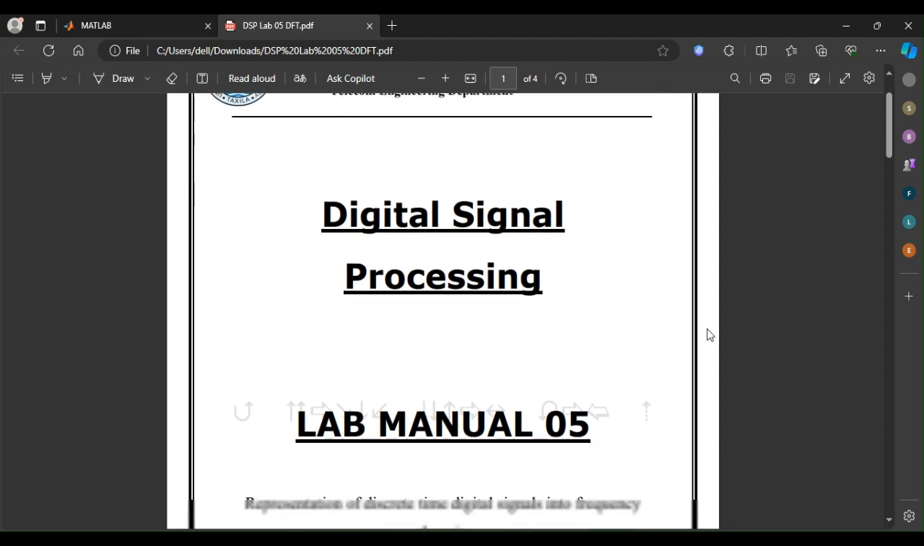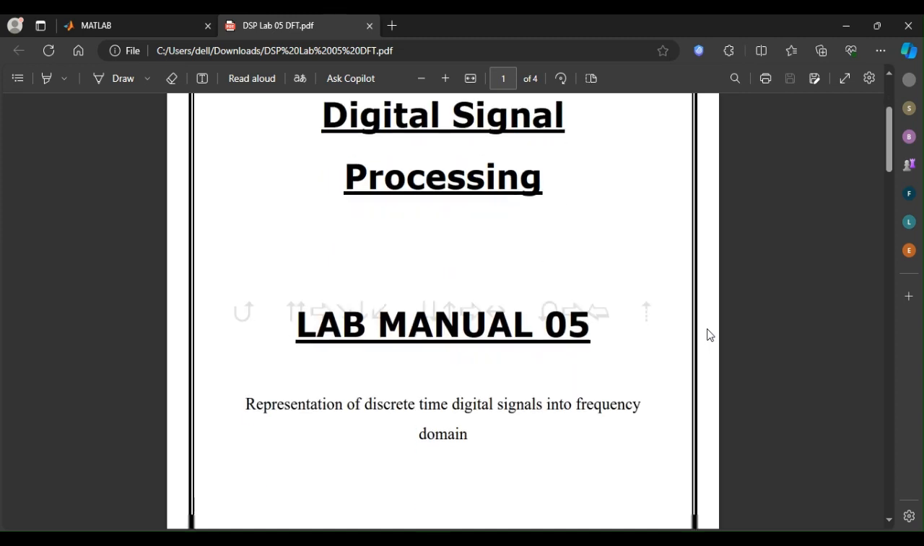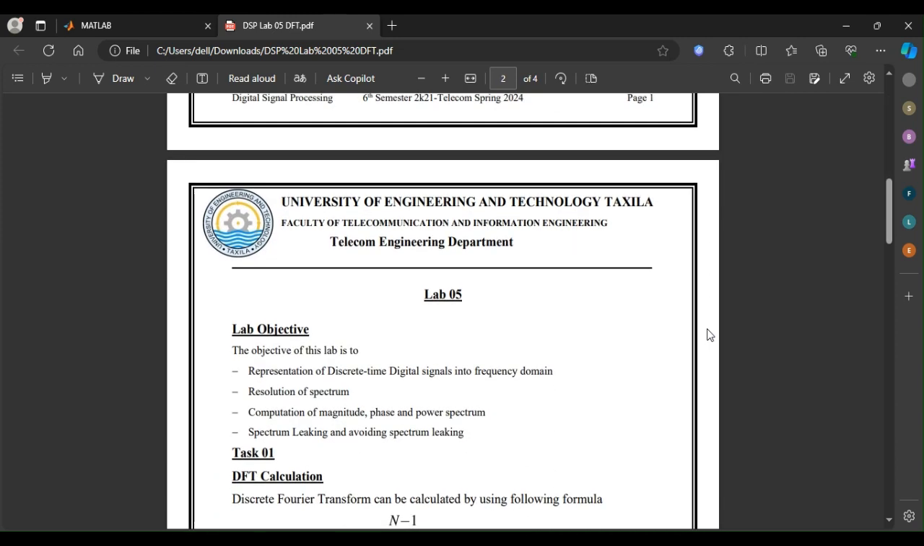So today we are going to solve lab manual 5 of digital signal processing, that is representation of discrete time digital signals in the frequency domain. Moving toward the lab objectives, this lab is basically about the representation of discrete time digital signals in the frequency domain, the resolution of spectrum, computation of magnitude, phase and power spectrum, the spectrum leaking and avoiding spectrum leaking.